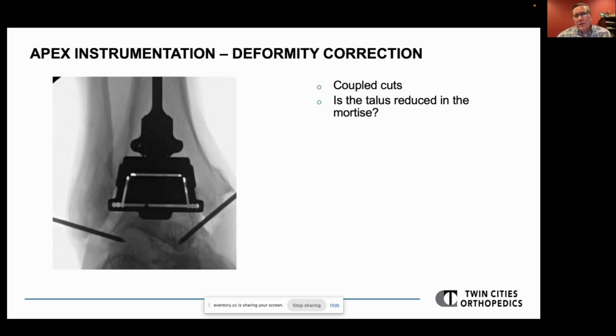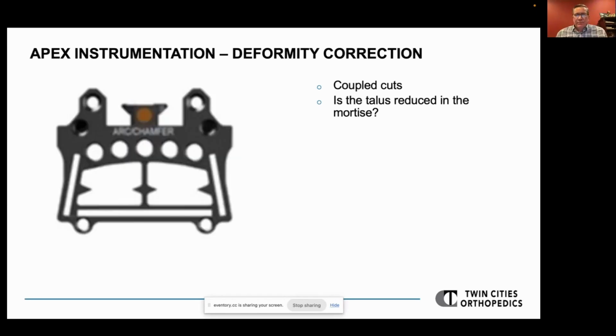The one nice thing about the Apex cut block is you can actually see through it. This is another system where if you have your cut block on there, it's a little hard to tell how well your talus is reduced within the mortise because we got a bunch of metal sort of overshadowing our cut block. The Apex cut block has holes in it so we can see right through it.